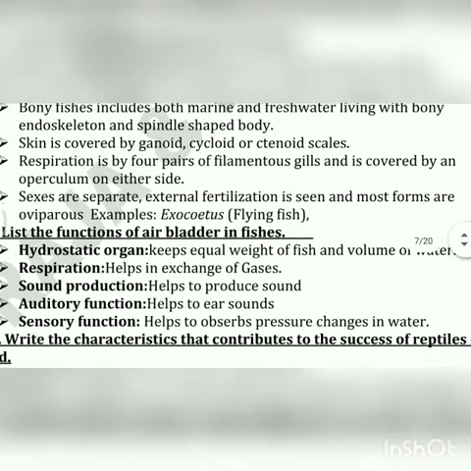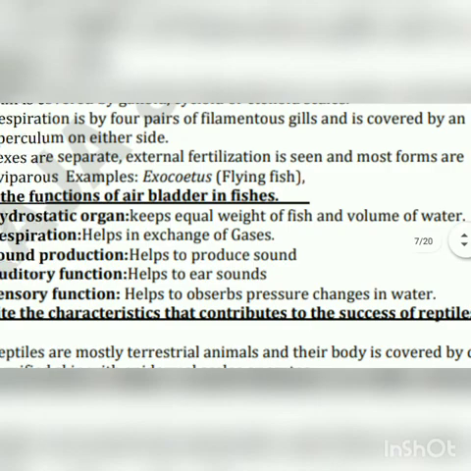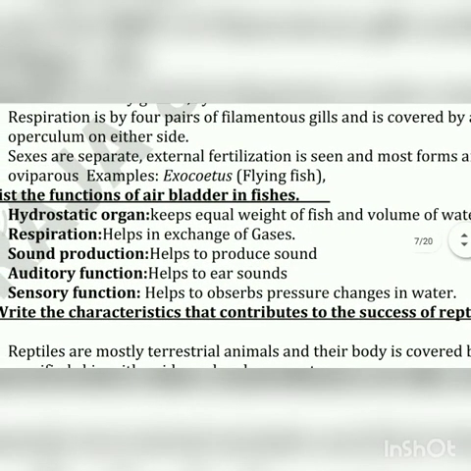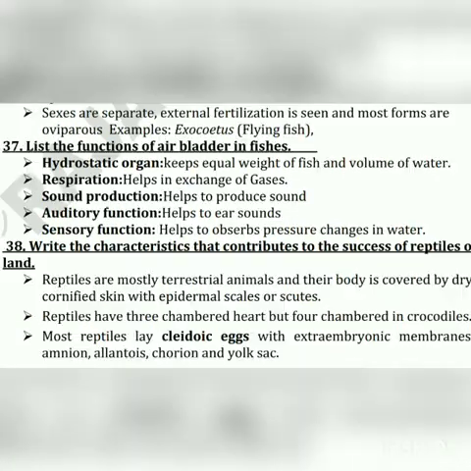Next question, 37. List the functions of air bladder in fishes. So what is the function of air bladder in fishes? There are so many functions of air bladders. It acts as a hydrostatic organ. Hydrostatic organ means it keeps equal weight of fish and volume of water so that it can maintain a constant way of movement.